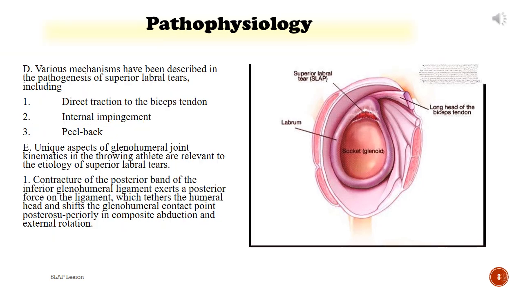kinematics or stability. Various mechanisms have been described in the pathogenesis of superior labral tears, including 1. Direct traction to the biceps tendon.